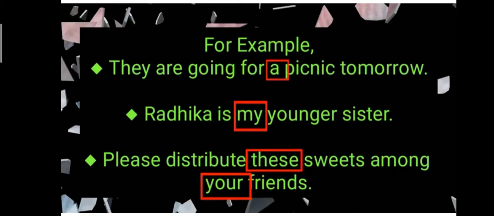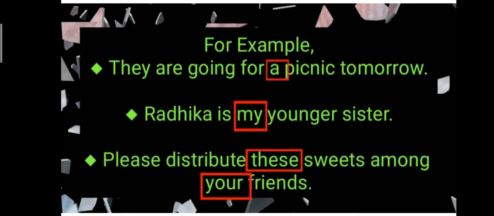Now come to the next sentence. My younger sister. Here, younger sister is a noun phrase, and the word my is telling something about the younger sister. That is, whose younger sister? My. It means ownership, possessiveness. Next one is these sweets. The word these is limiting the word sweets, that these particular sweets we are talking about. And next one is your friends. Here, your is again telling us about possessiveness.